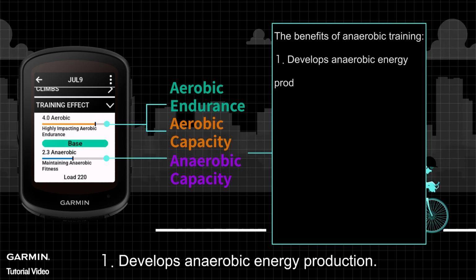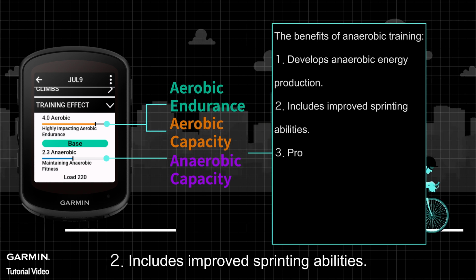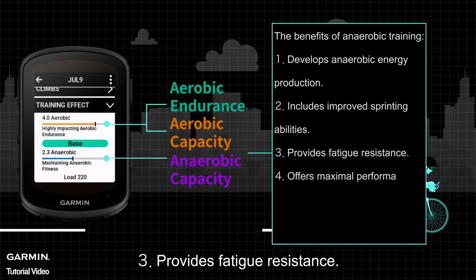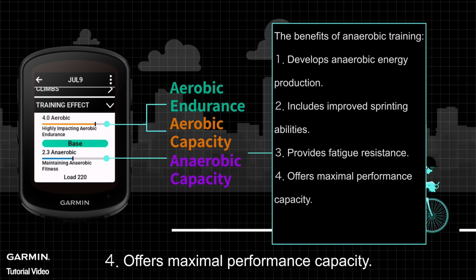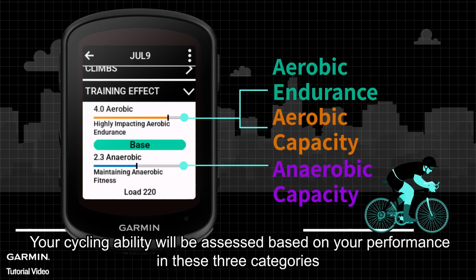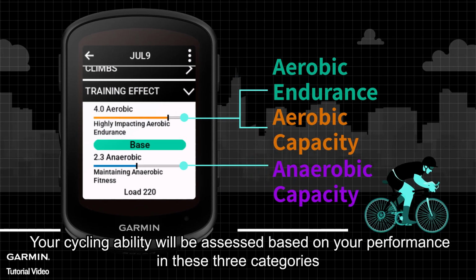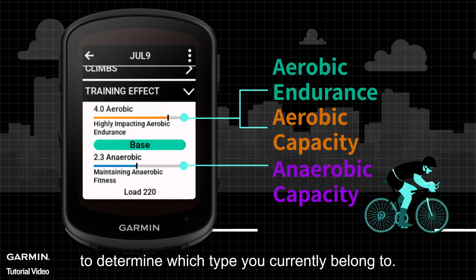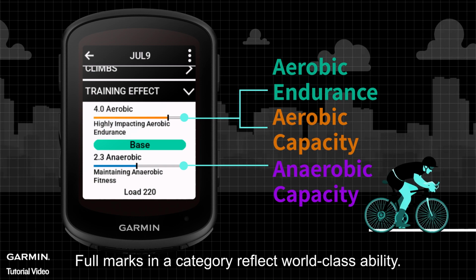The benefits of anaerobic training: 1. Develops anaerobic energy production. 2. Includes improved sprinting abilities. 3. Provides fatigue resistance. 4. Offers maximal performance capacity. Your cycling ability will be assessed based on your performance in these 3 categories to determine which type you currently belong to. Full marks in a category reflect world-class ability.